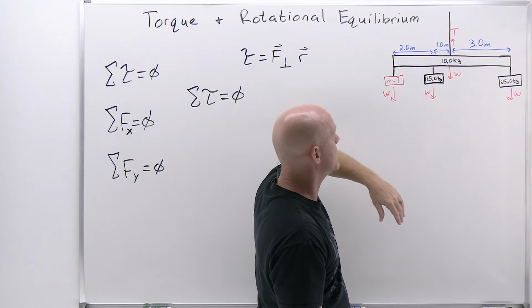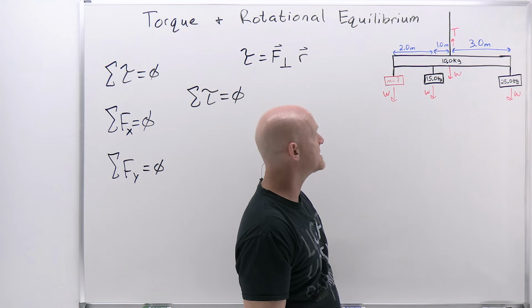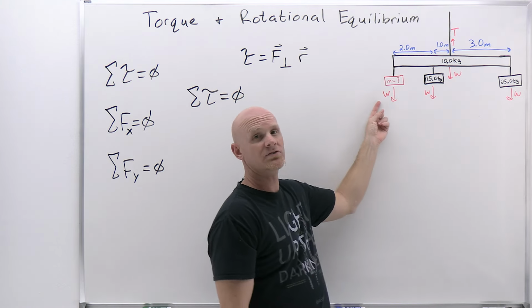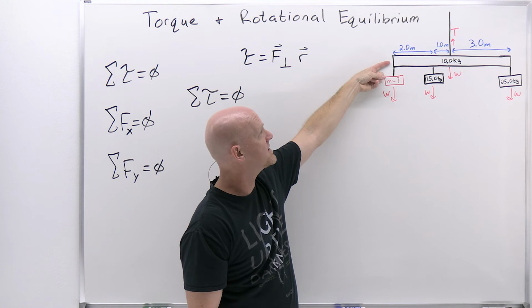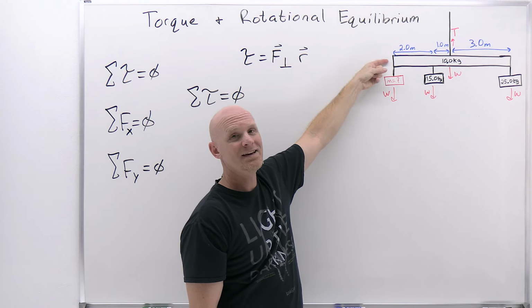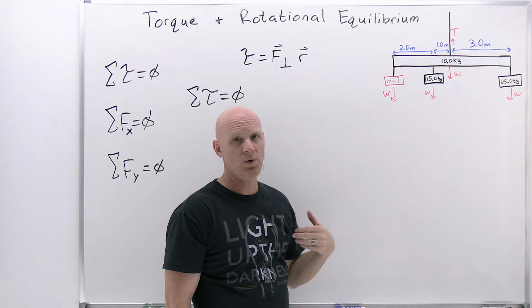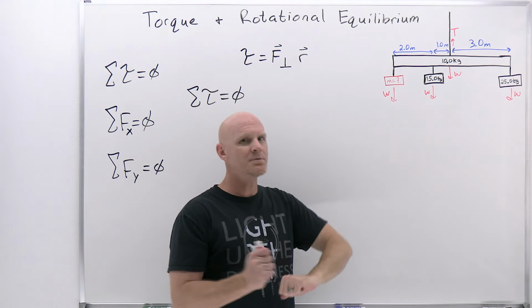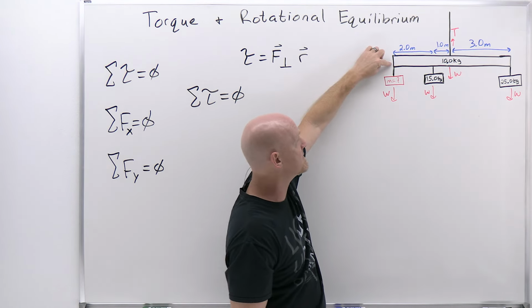In choosing the axis of rotation, this is the weight we want to solve for. If I make the proposed axis of rotation right above him, he gets eliminated from the sum of the torques equation, but he's the one I want to solve for. I don't want him eliminated from that equation, so we definitely don't want to make it there.